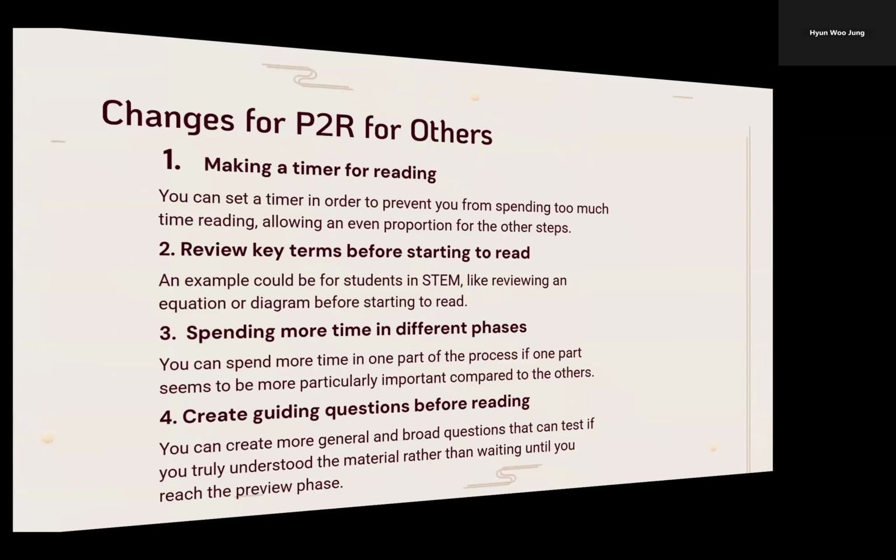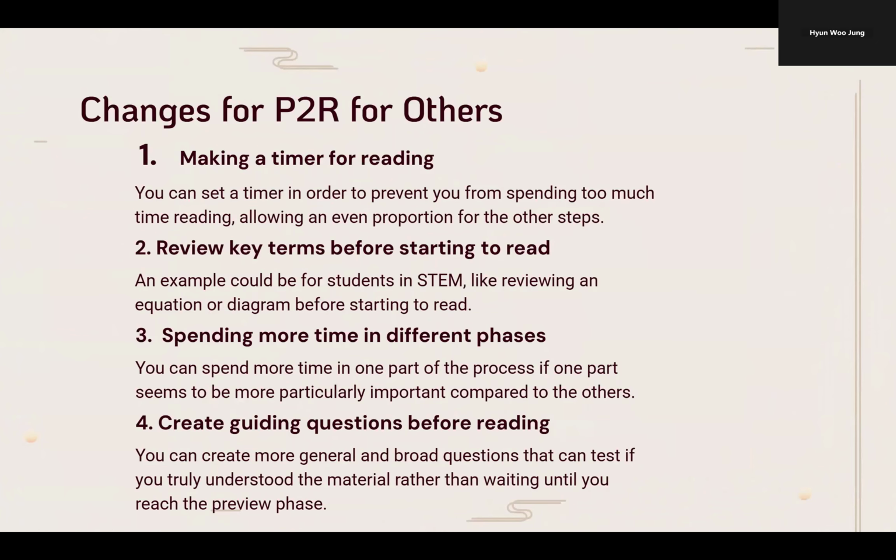I know P2R isn't for everybody, so that's why I have a couple of tips. For example, you can set a timer for reading, because everybody has a different reading pace, and you don't want to end up spending all the time just reading. That gets me to my next tip, which is to review the key terms before actually reading. You could look through the formulas or diagrams before you read, so you have a general idea of what you're going to be learning and the conceptual parts of it.